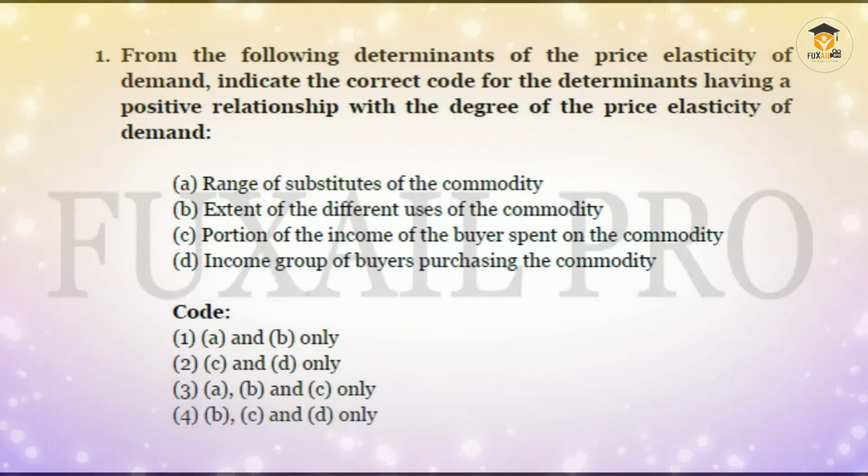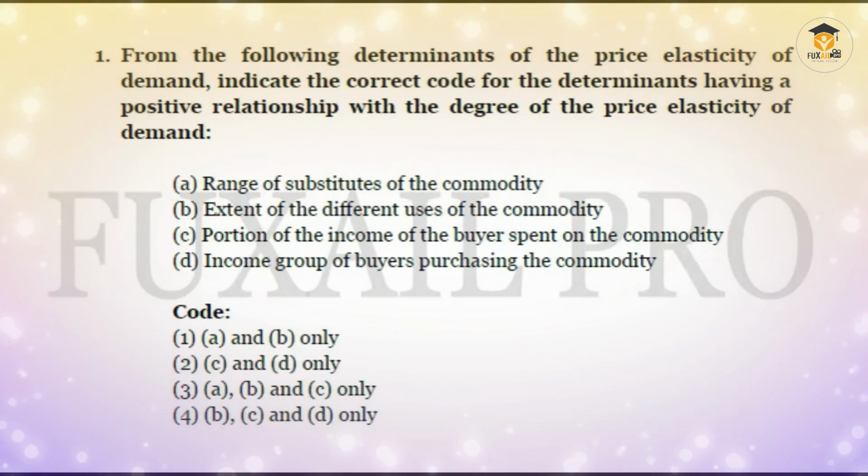having a positive relationship with the degree of the price elasticity of demand. A. Range of substitutes of the commodity. B. Extent of the different uses of the commodity. C. Portion of the income of the buyer spent on the commodity. D. Income group of buyers purchasing the commodity. Code: 1. A and B only. 2. C and D only. 3. A, B and C only. 4. B, C and D only.